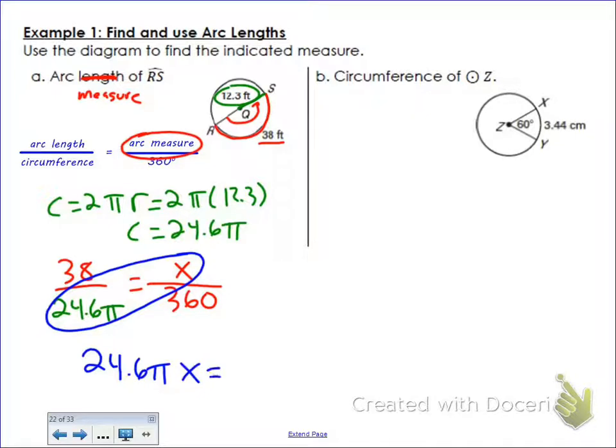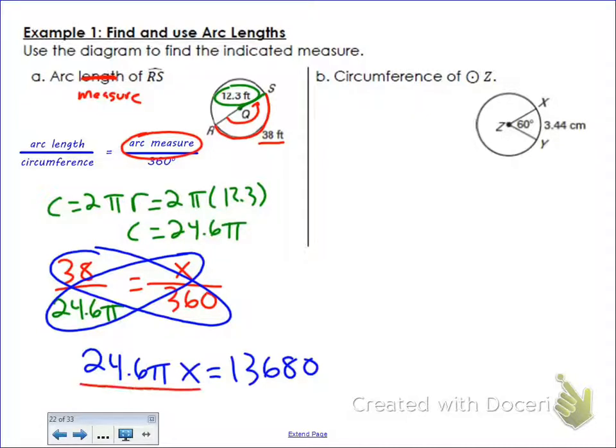And that's going to be equal to 38 times 360, which is 13,680. Now we want to isolate x. So that means get x by itself, which means I need to get rid of 24.6 pi. So I'm going to divide both sides by 24.6 pi. On the left-hand side, this is going to cancel out and leave me with x, which is what I want.